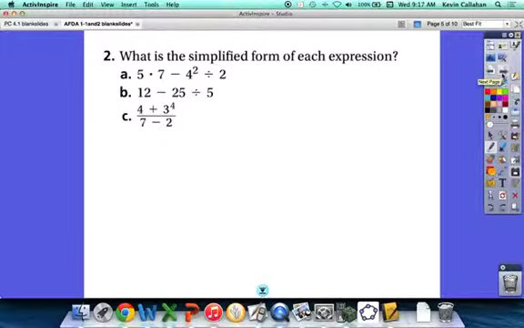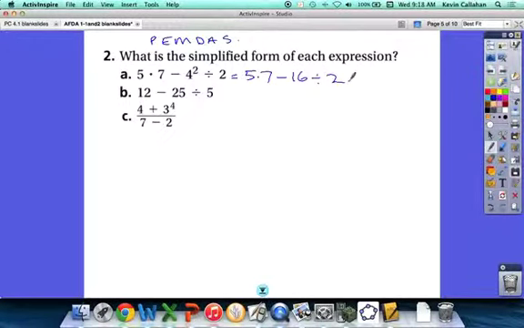So, for example, for these 3, let's look at the letter A. What would be the first thing that we simplify using PEMDAS? Let me write it up here. PEMDAS. So what is the first? The exponent. There are no parentheses, so you jump to the E. 4 squared is 16. So we've got 5 times 7 minus 16 divided by 2.